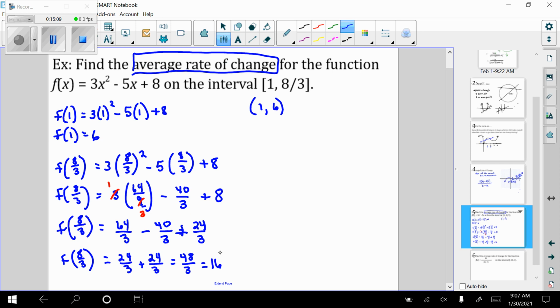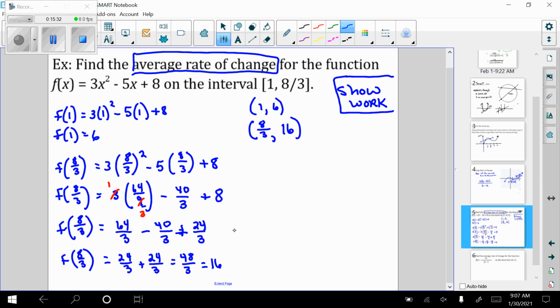Again, notice how I showed my work. It's called supporting work. If you don't show me supporting work, you're getting your assignments back for corrections. So now I have another point on my graph, (8/3, 16).